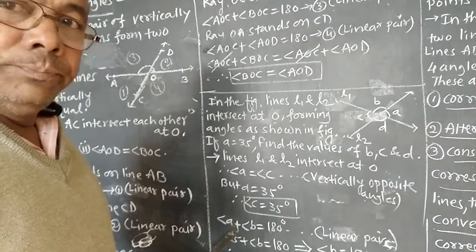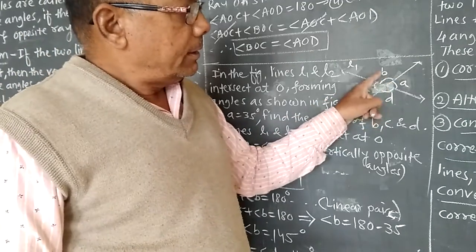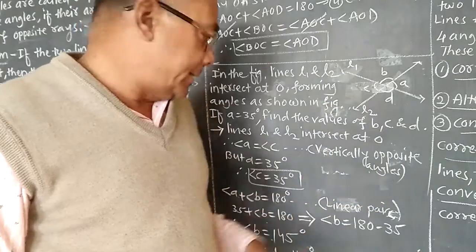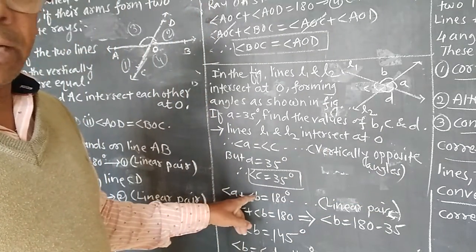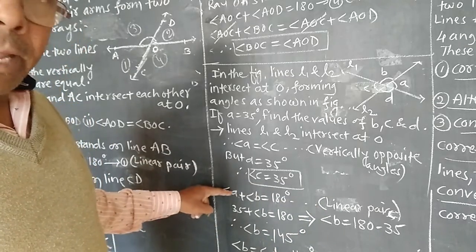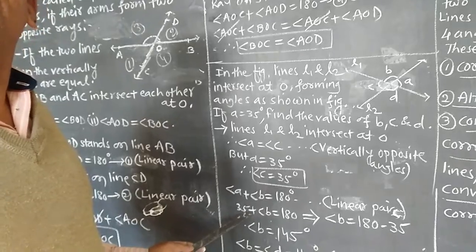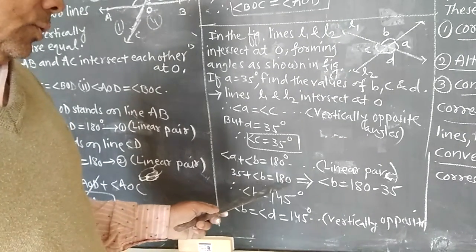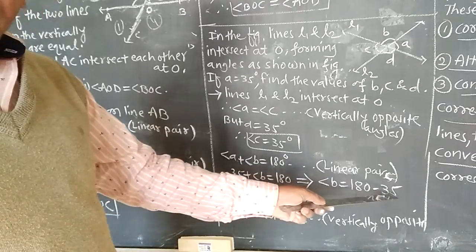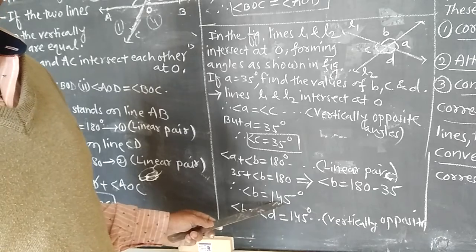Here we know that from the figure it is seen that A and B are a linear pair, means the sum of these two angles is 180 degree. So angle A plus angle B is equal to 180 degree, linear pair of angles. But angle A is 35 degree, and therefore 35 plus B is equal to 180, or it implies angle B is equal to 180 minus 35. So angle B is equal to 145.